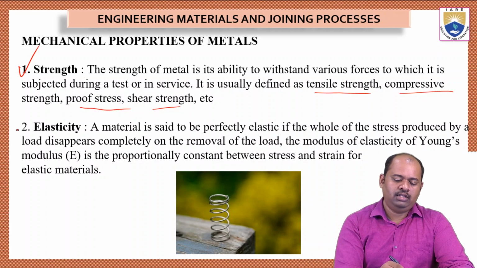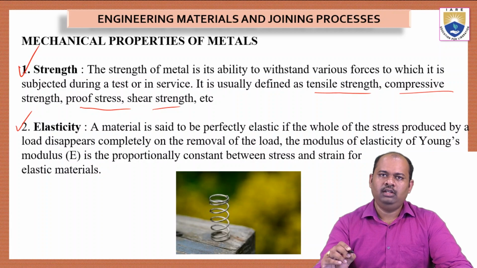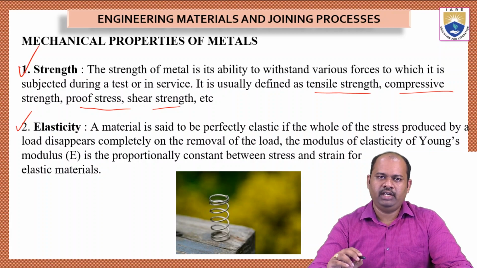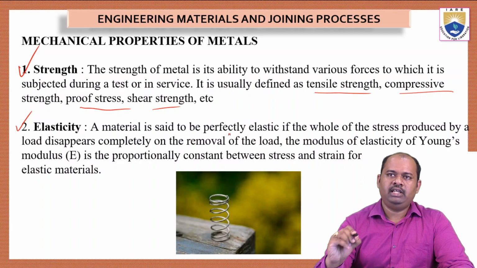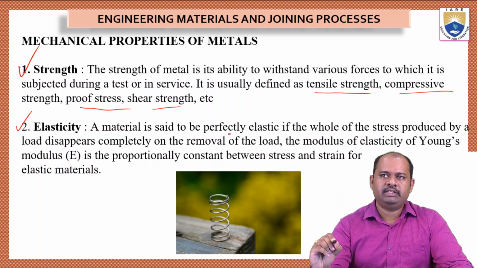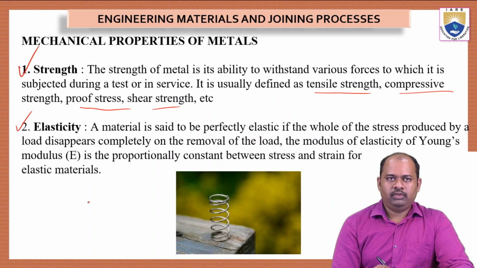Then the second property is elasticity. Elasticity can be defined as the property of a metal by which it is perfectly elastic if the whole of the stress produced by load disappears completely on the removal of the load. Now we are going to study this property of elasticity.